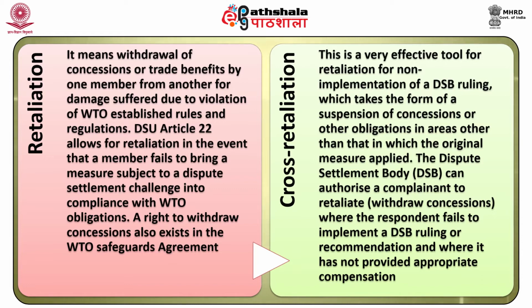Cross retaliation. This is a very effective tool for retaliation for non-implementation of a DSP ruling, which takes the form of a suspension of concessions or other obligations in areas other than that in which the original measure applied. The Dispute Settlement Body can authorize a complainant to retaliate where the respondents fail to implement a DSP ruling or recommendation and where it has not provided appropriate compensation. Article 22 of DSU favors retaliation in the same sectors or, if not, at least under the same covered agreement. However, if such action is not practicable or effective, retaliation can take place under other covered agreements, and that is why it is known as cross retaliation.